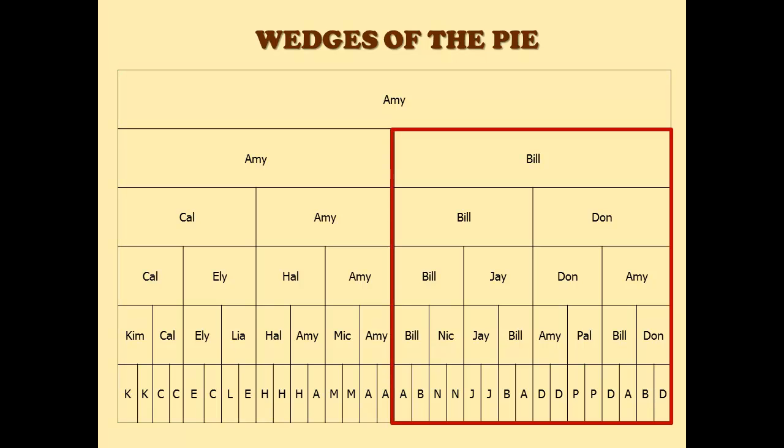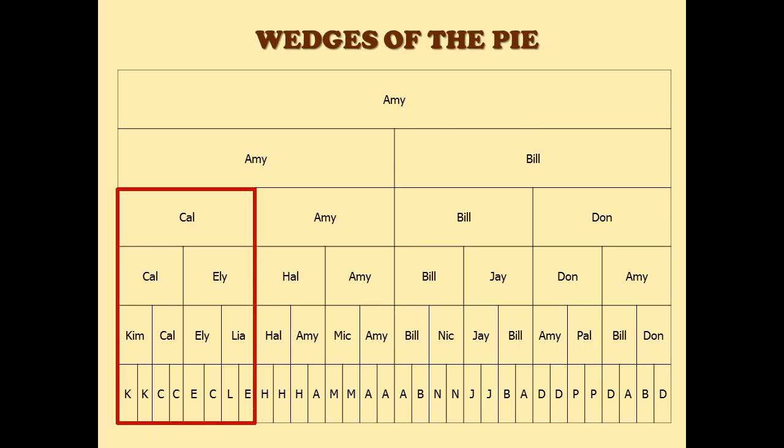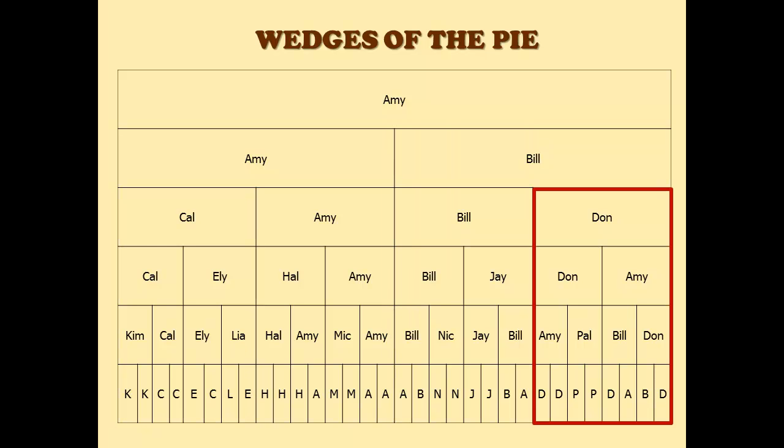Bill. This is Bill's wedge of the pie. All of his positions and all of his downline's positions will always fall within this matrix. They will not fall outside of his wedge of the pie. There's Cal's wedge of the pie. There's Don's wedge of the pie. Wherever you get your very first position will dictate where in the overall matrix it will be.